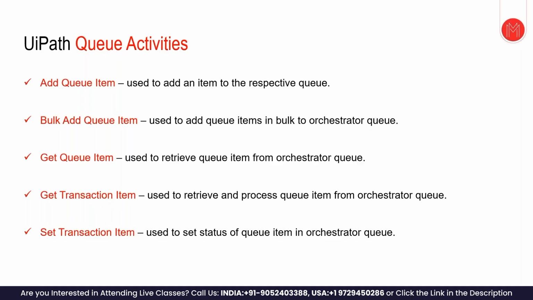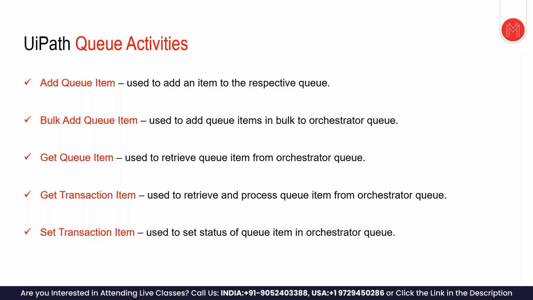If you want to do it one by one, you can use the For Each activity, and inside that use Add Queue Item. But if you want to add the entire table at once, you can use Bulk Add Queue Item, where the input will be a data table, and whatever the data is, it gets added to the queue automatically. And if you want to read the items from the queue, you will use Get Queue Item, where we just read what data is present in the queue. We are not going to process that particular data.